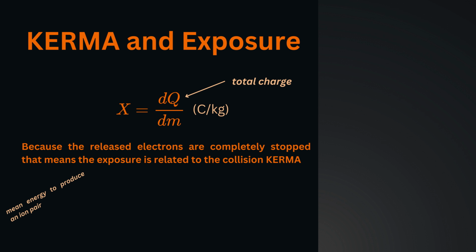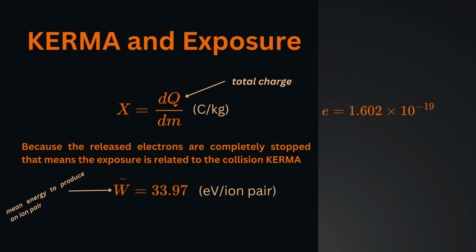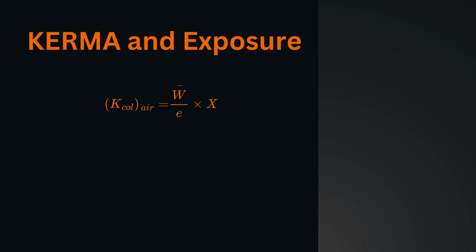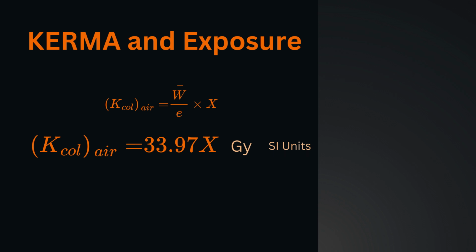If the mean energy spent in dry air to form an ion pair is W, and W for air is 33.97 electron volt per ion pair, and e is the electronic charge that equals 1.602 times 10 to the minus 19 coulomb, then W per e is the mean energy required per unit charge of ionization produced. That means the collision KERMA for air, which is the transferred energy from the incident photon beam to produce charged particles that will fully be stopped in air, equals 33.97 multiplied by the exposure.